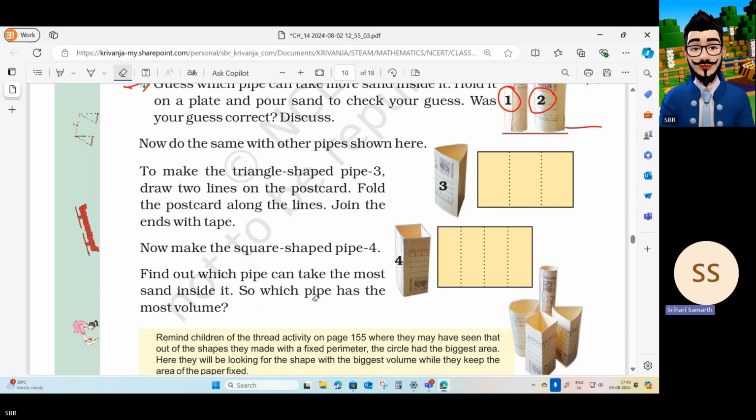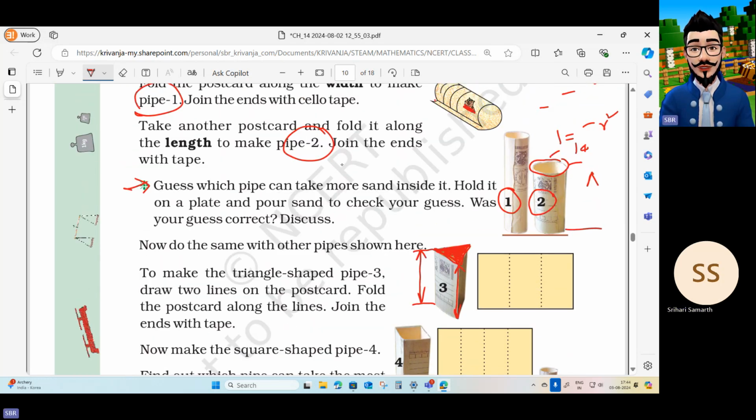Now do the same with the other pipes shown here. Basically, what shape is this, pipe 3? Tell me the face. What is this shape? Triangle. Okay, this is a triangle. You basically calculate this area and then multiply by this height. How much is this height? 9 centimeters. Very good, you know this.